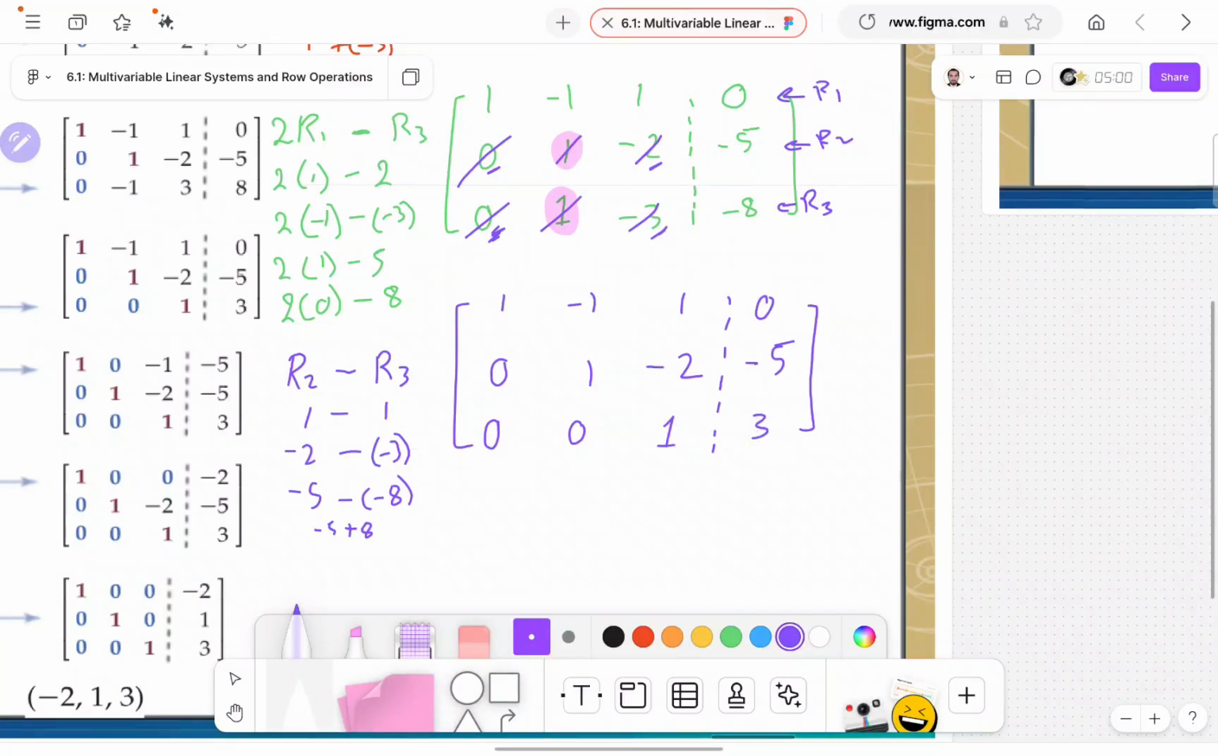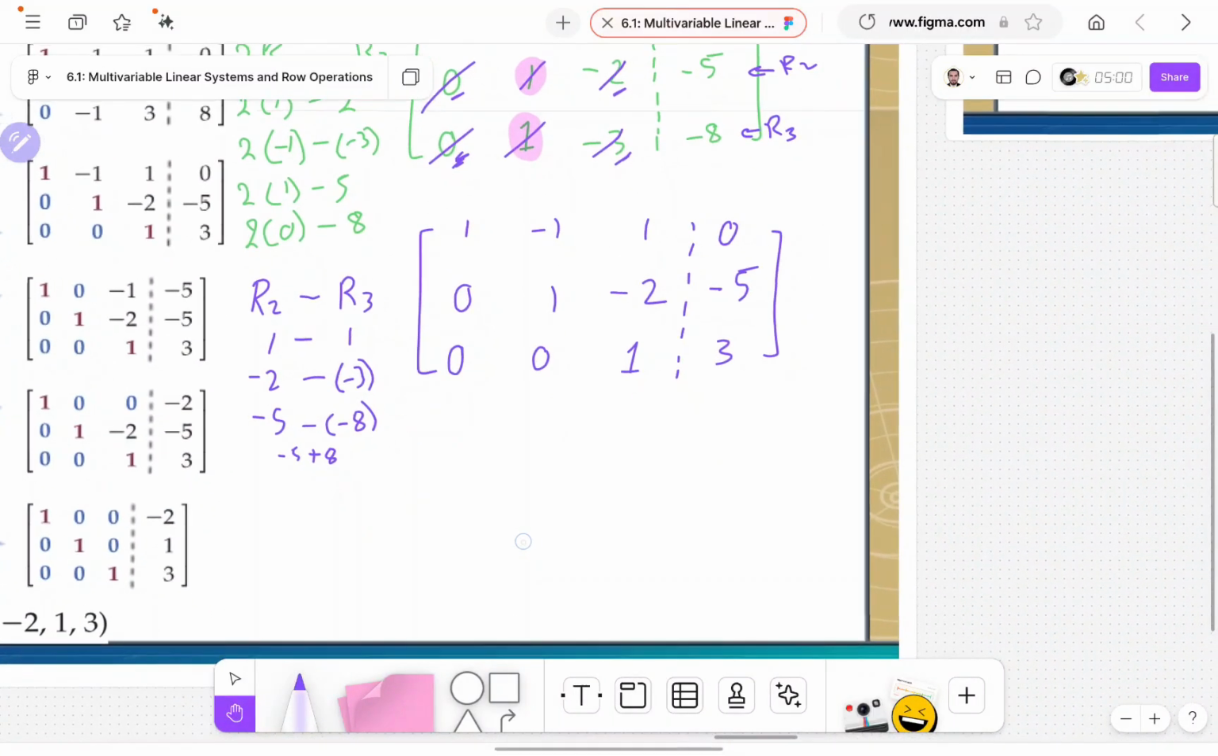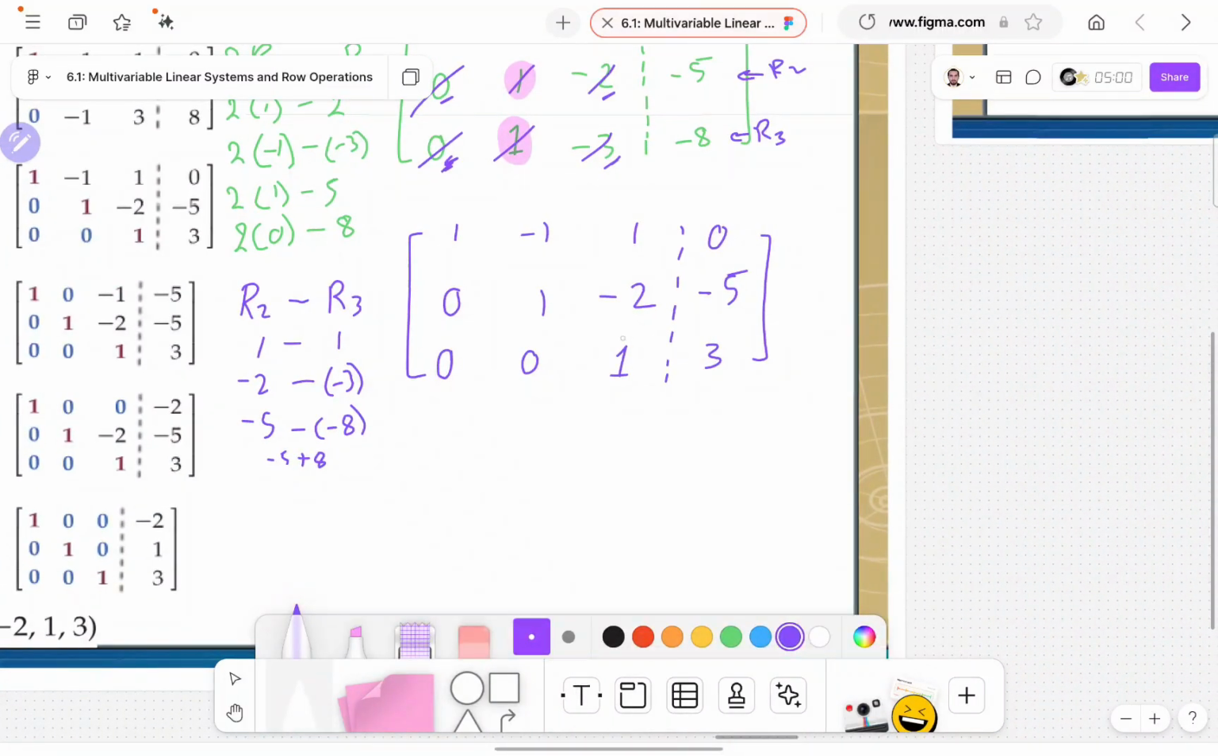Okay, so now we finish. As you can see here, we finished all 3 rows. We made it diagonally. Now the step is so easy. We understand from the first step that this is row echelon form.